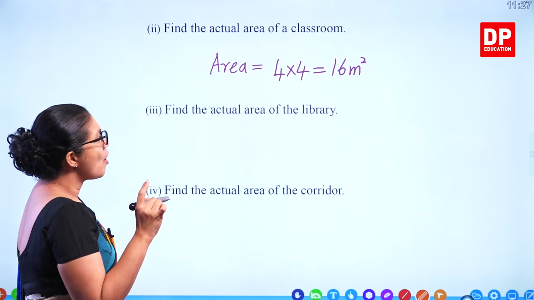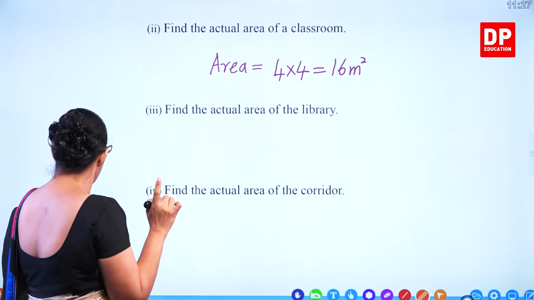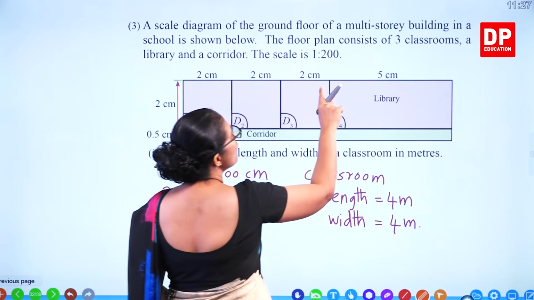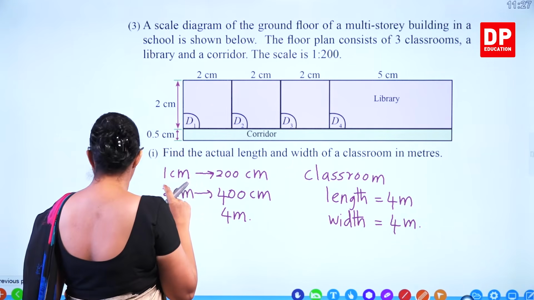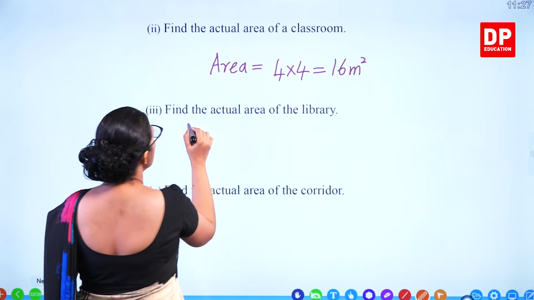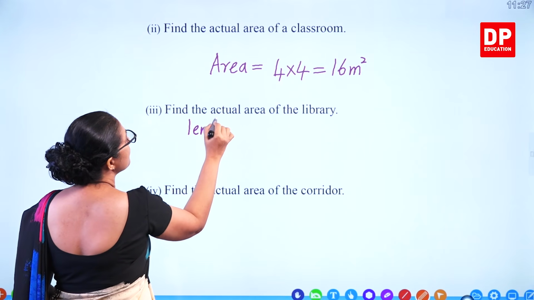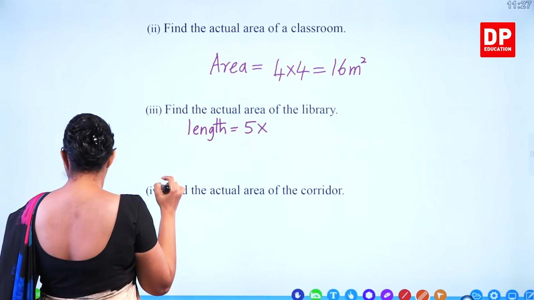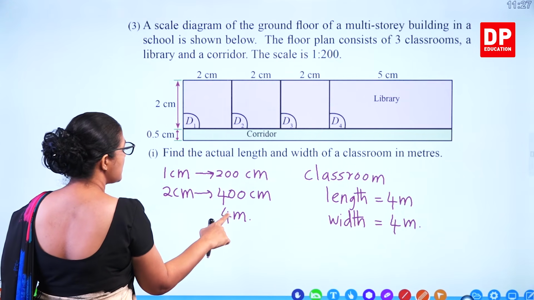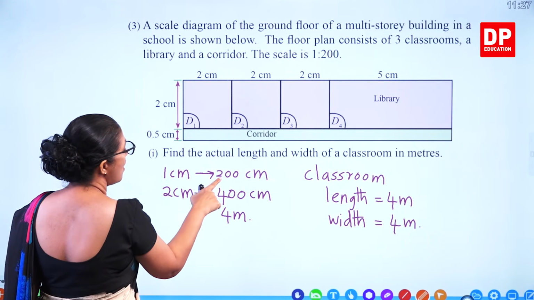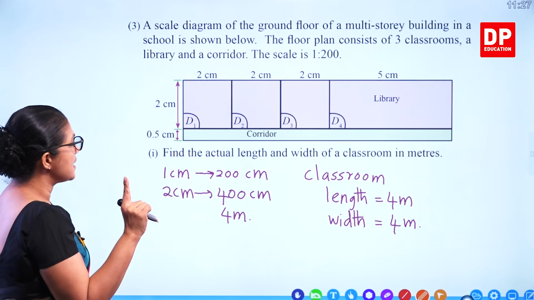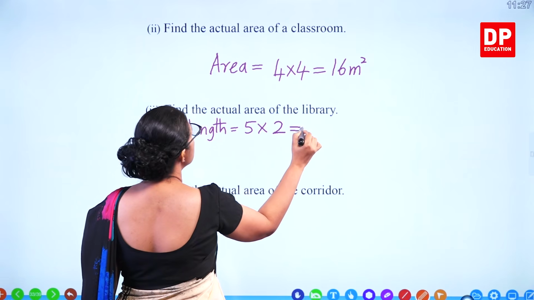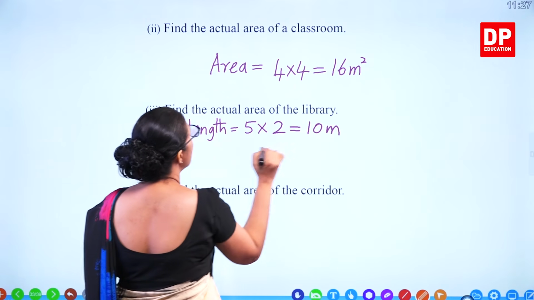Find the actual area of the library. Before that, we need to find out the length and width. So 5 centimeters and 2 centimeters. So length becomes 5 into, what's 1 centimeter? 1 centimeter means 2 meters. So 2 times 5, that's 10 meters.